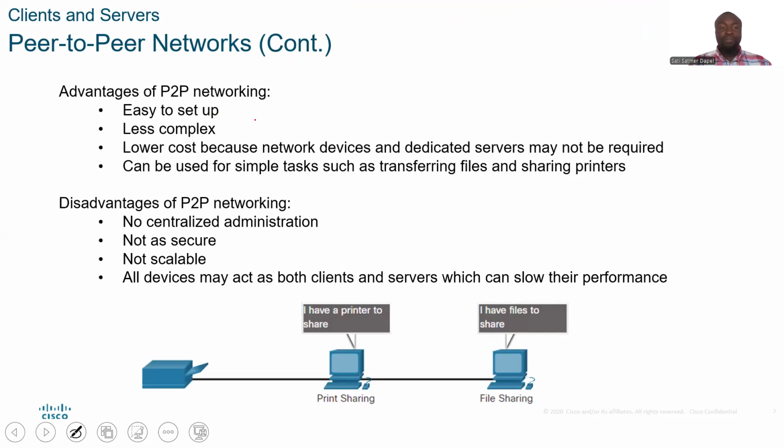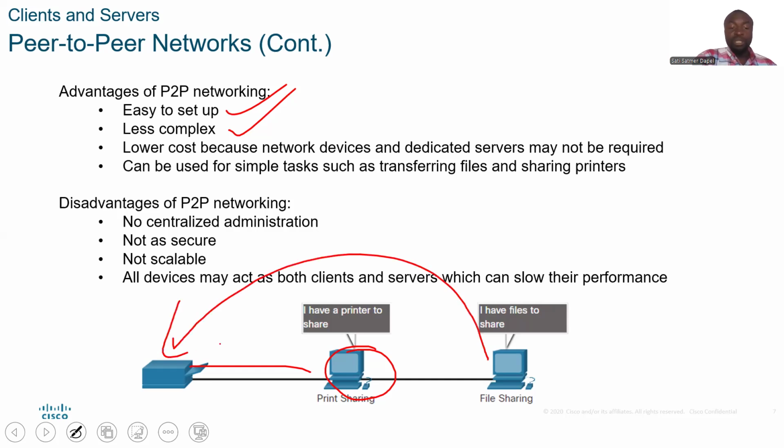All right. Now, there are advantages and disadvantages. The advantage is that it is easy to set up. It is less complex and lower cost because network devices and dedicated servers may not be required. They can be used for multiple tasks such as transferring files and sharing printers. So this person can say, I have a printer connected to me, so I can share my printer so that you can print from my system. So this PC here would be able to print to this printer.